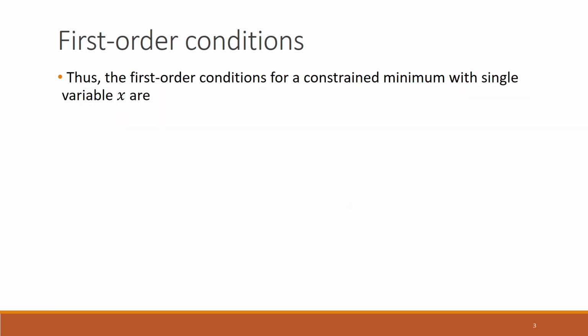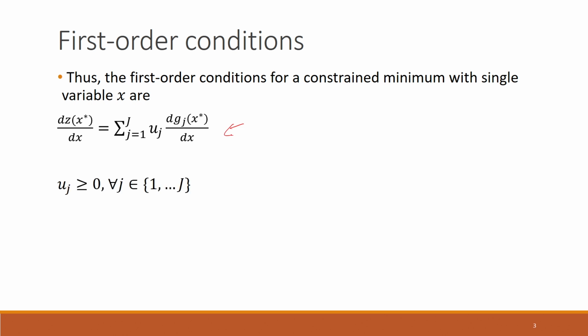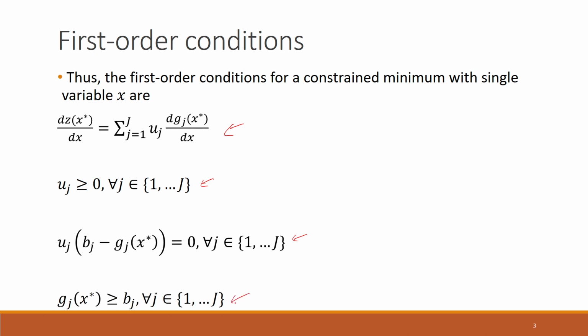Therefore, the first order conditions for a constrained minimum with a single variable x are as follows. This is the first set of conditions, and we have to ensure that uj are all non-negative. In order to ensure that for every non-binding constraint uj is equal to 0, we have this condition, and the optimal solution should be a feasible one. Therefore, it should satisfy the constraints that are there. These are the first order conditions, to be resolved together for a constrained minimum with a single variable.